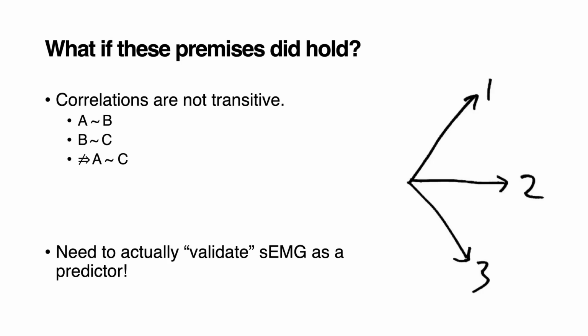Well, there's the first issue, which is that correlations are not transitive. So if A is correlated with B and B is correlated with C, that does not imply that A is correlated with C. And this can be represented graphically, and I really like this. It's from a book, How Not to Be Wrong. And we can think of A and B and C, and 1 and 3 are completely orthogonal to one another. So this is an instance where 1 and 2 could have a correlation of 0.7, 2 and 3 could have a correlation of 0.7, and 1 and 3 could have a correlation of 0. So what this really says is we actually need to validate surface EMG as a predictor.